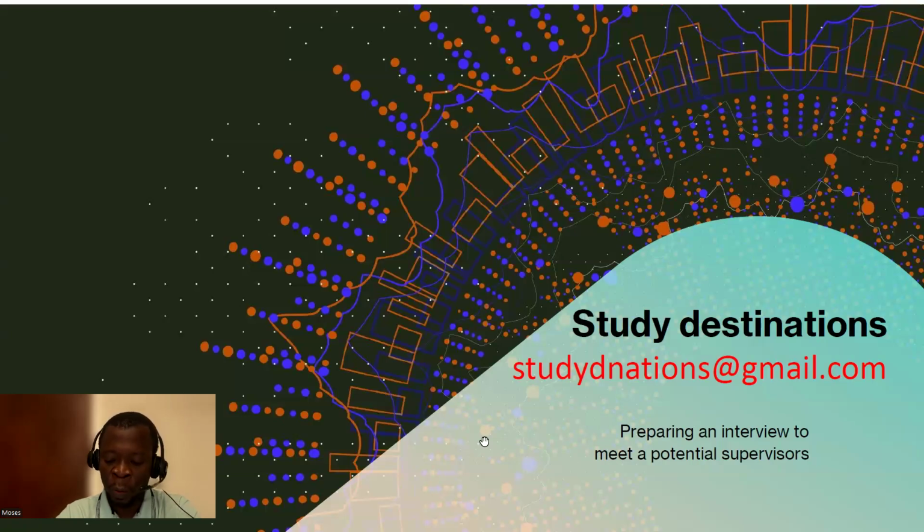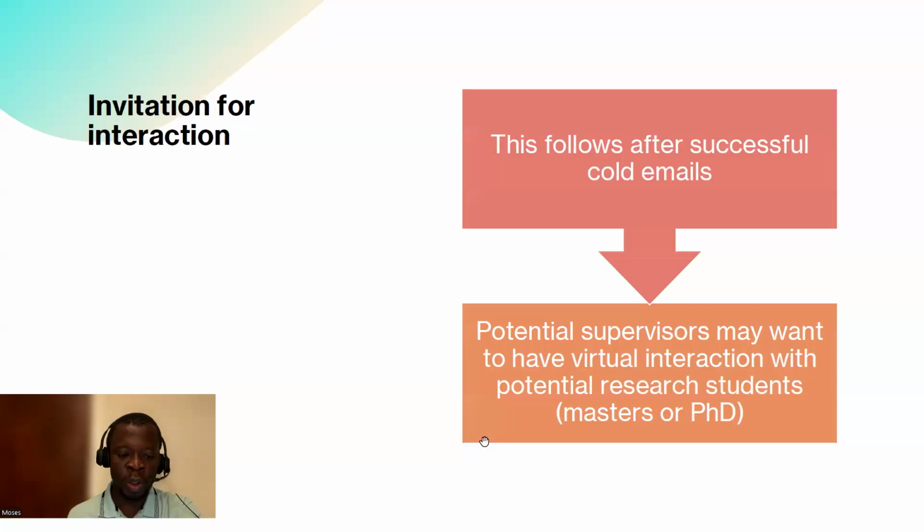So this time around, we want to look at how you can prepare yourself to get a good interview if you have a potential supervisor who wants to interact with you. Okay, so let's dive directly into the content. Mostly this comes after you have done your cold emails, and then your professor wants to have a virtual interaction with you. In most cases, if you are in the state, you can travel to the school, but most of the time you are not there and you can just do some virtual interaction.